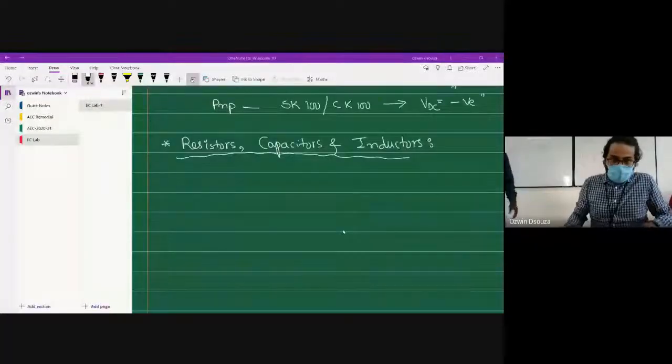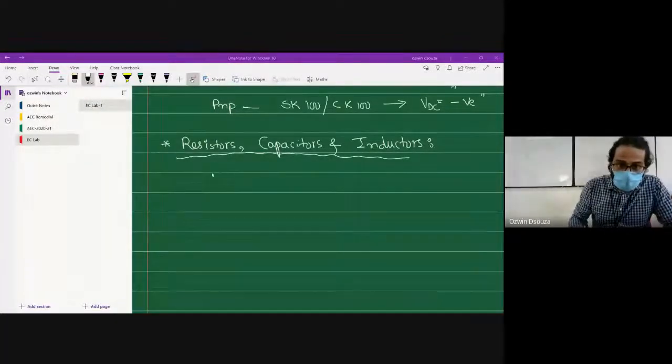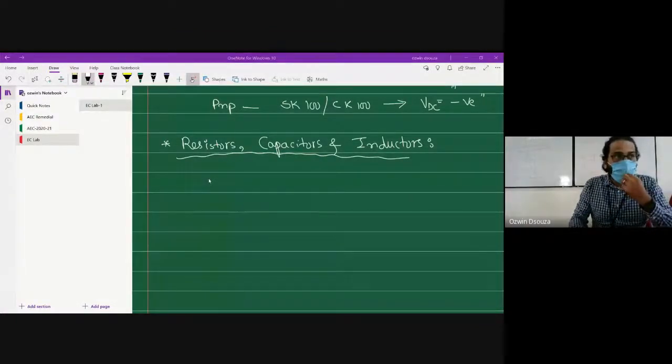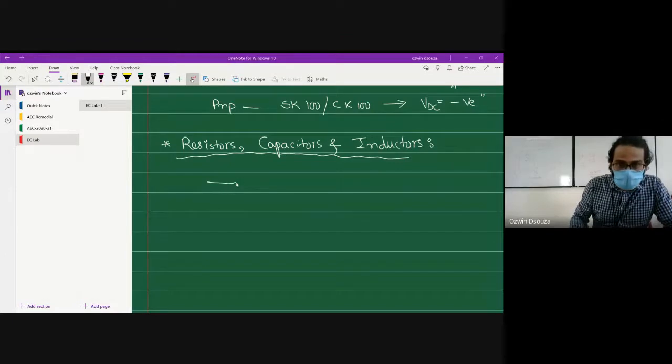All right, so resistors, capacitors. Let me tell you how to calculate the resistance based on color coding, right? I think this is not a new thing. You have studied it in your 11th or 12th. Okay. So this resistor will have color bands.